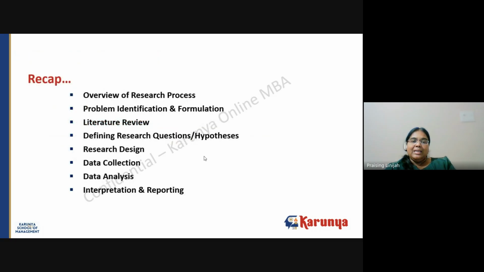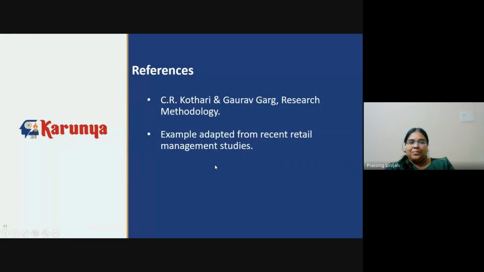To recap, we talked about why we should have a research process and the steps involved: problem identification and formulation, literature review, defining research questions and framing hypothetical statements, then designing the research design, leading to collecting the data using questionnaires or observational methods, then data analysis, interpretation and reporting, leading to major decisions.